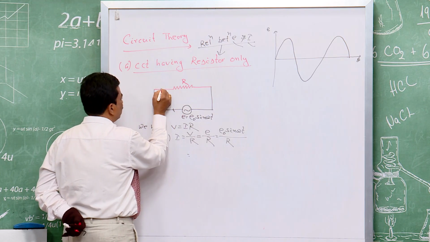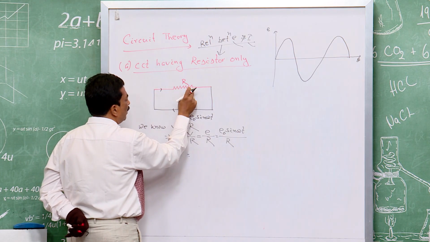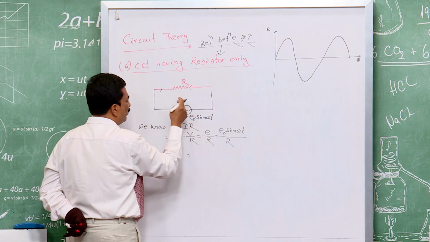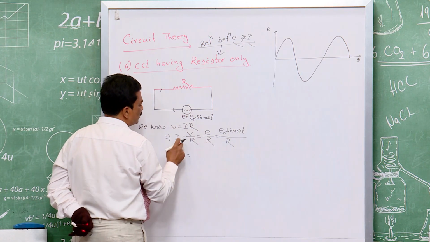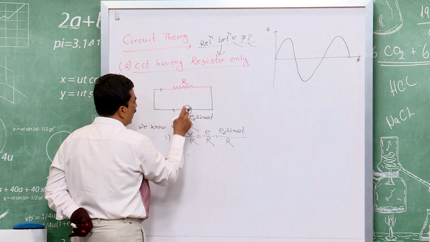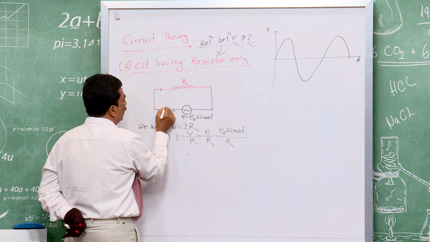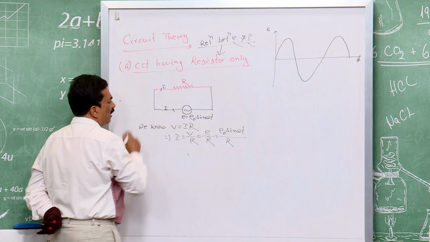When current flows through a conductor, it will oppose, that is the resistance, and with this resistance, how E and I are related, that we have to calculate.